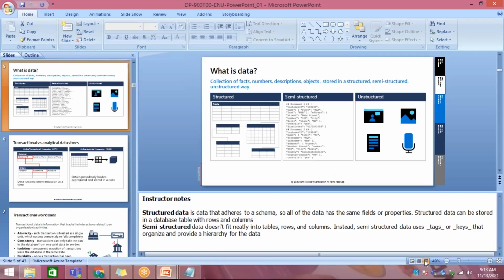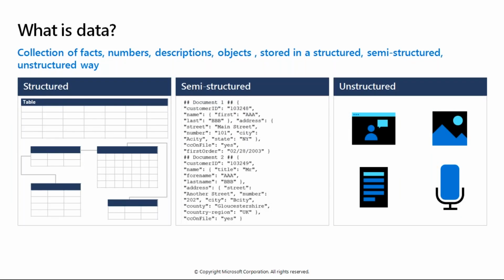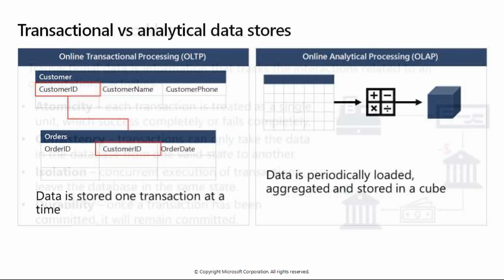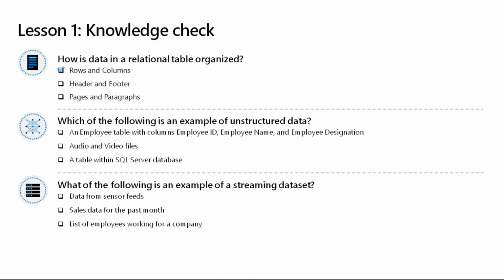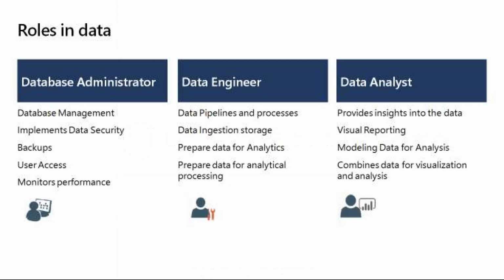So when you're playing with data, what is the data? A collection of facts, numbers, descriptions, objects stored as structured, semi-structured, or unstructured data. Structured, you put in tables. Semi-structured, you have like this. Unstructured. So where do you put all of this? And another thing is transactional OLTP. Then there is batch processing of data. How do you process it? Batch processing, streaming processing. All of these would be there. So how are you going to do this? What is the role of roles in data?